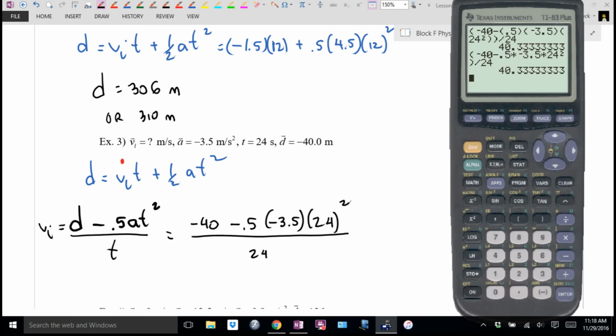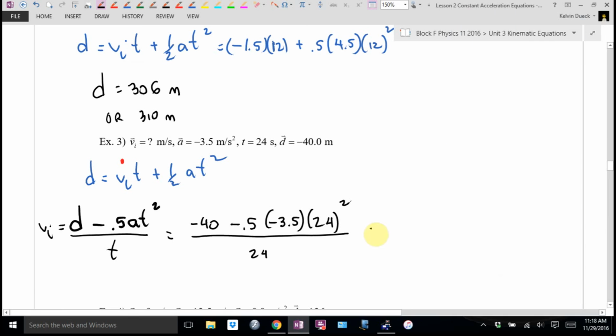See if you get 40.33333. Type these in. Everybody get that? Yeah. I should probably go to 2 sig figs, but I'm just going to go 40.3. Jaden, units?